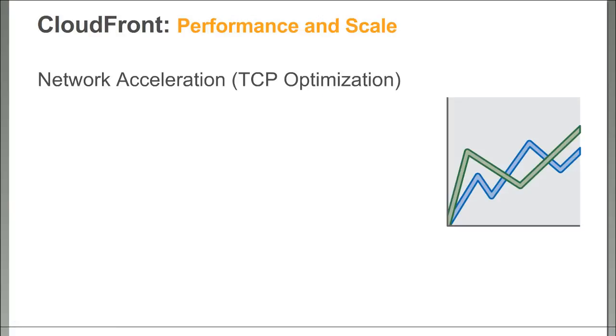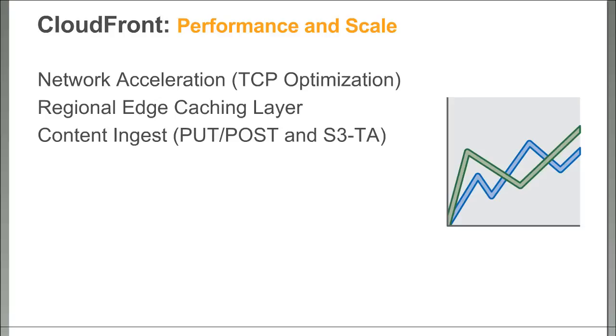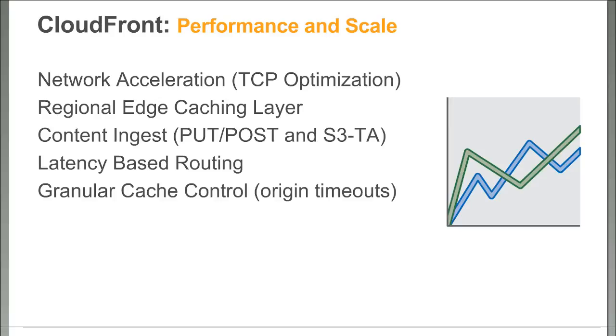Let's look at performance and scale. Network acceleration is done via TCP optimizations. We have the regional edge caching layer that I talked about, the put and post functions for getting content ingested into the application, lowering the overall latency of the application by doing latency-based routing to individual edge locations. We have granular cache control. We employ things like origin timeouts. So the communication pathway, we can time out if the origin isn't responding in the time period that you want it to, or you want to give the origin more time to respond.